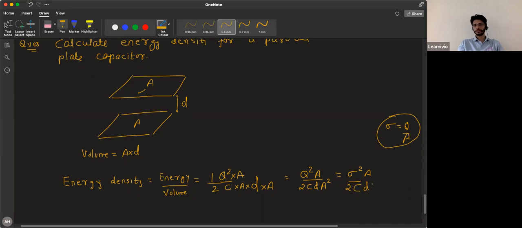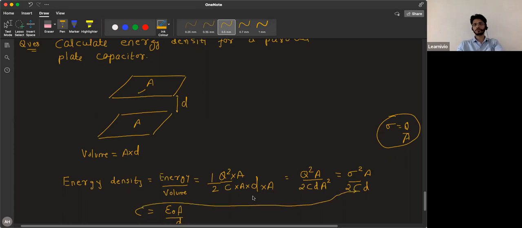Now, what is the formula for capacitance of a parallel plate capacitor? Alia, how do you calculate capacitance? Epsilon naught A by D. This is the capacitance of a parallel plate capacitor.